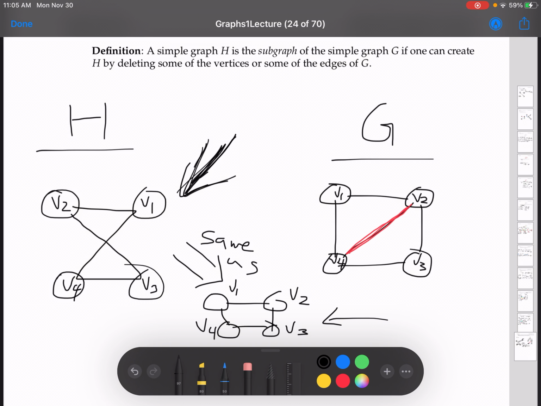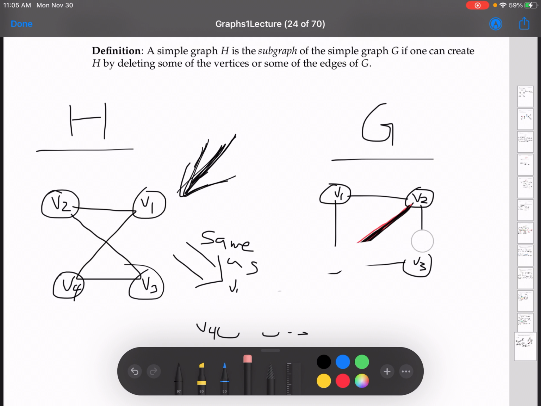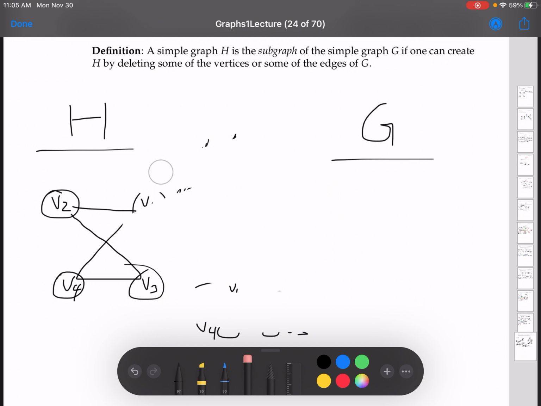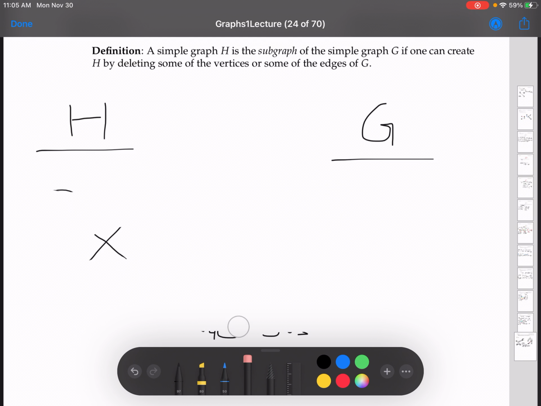And so this graph here can be created by deleting this edge here from G, and so H is in fact still a subgraph of G. Let's look at another one.